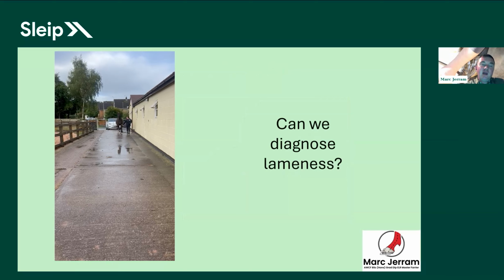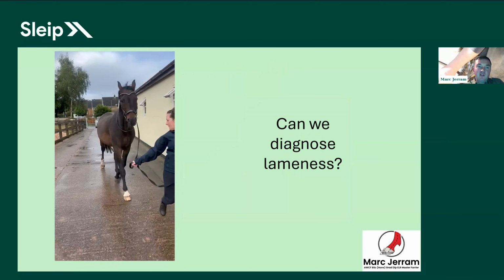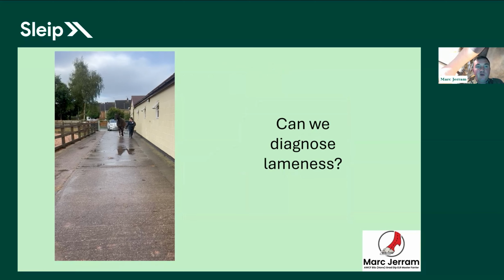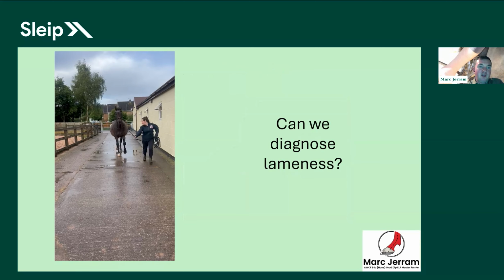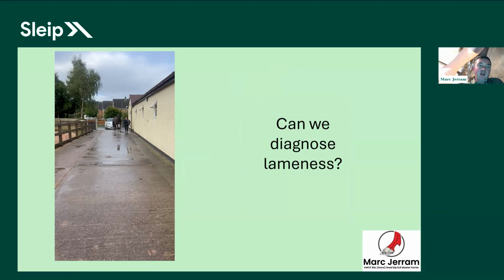So as a farrier, thinking about this from a farrier perspective, can we diagnose lameness? We can see a horse here trotting up towards us. This is a very brief video of a horse trotting towards us with a lameness present. I put it down to right forelimb lameness. And can we diagnose what that is?